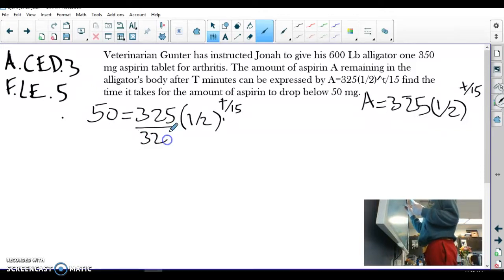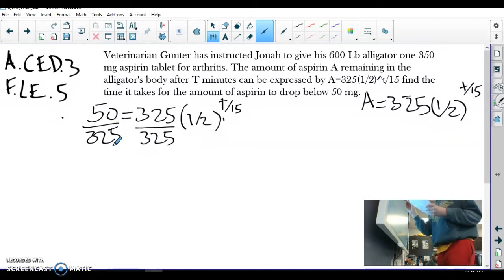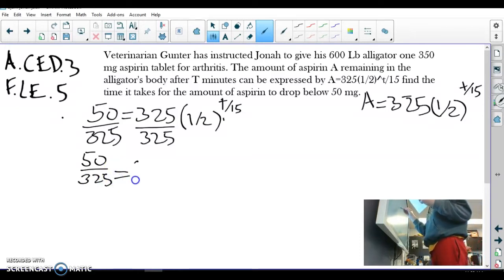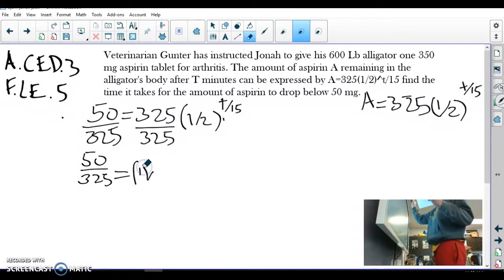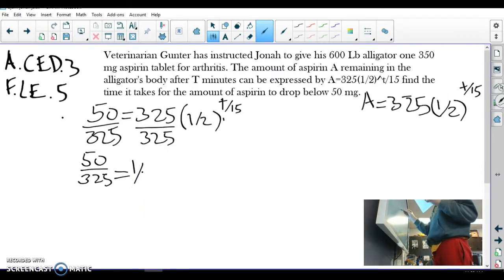So you get 325 here, 325. Then you're going to have 50 divided by 325 equals 1 half to the power of T divided by 15.